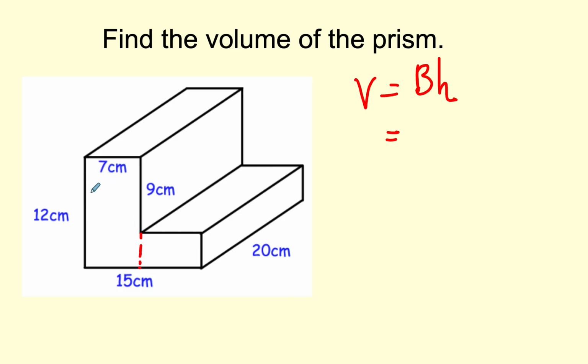So this is 7 times 12, so this part is going to be 84. And if this is 9, this must be 3, because we have to make it 12 here. And if this is 7, then this is going to have to be 8 to make this 15. So this is 3 times 8, and that's going to be 24. So we're going to take these two areas, add them up, and the area of the base will be 108.